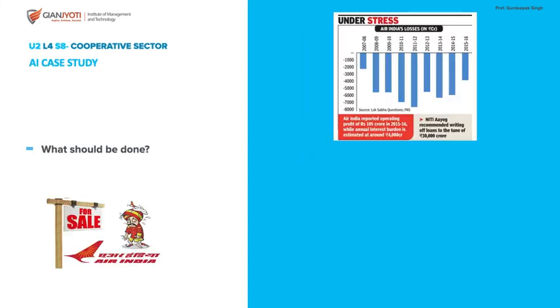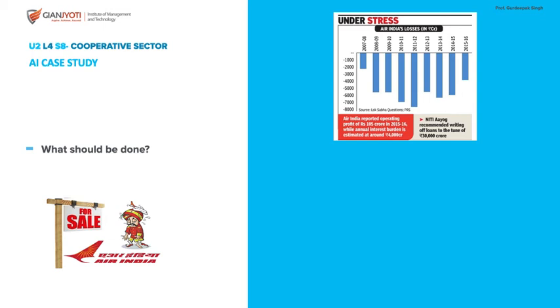Now let us take a case study. You have been hearing about Air India a lot, and if you look at their performance from 2007 to 2016, they have been in continuous losses. And if I say from 2007 to 2016, the maximum losses were in 2011-12, to the tune of 7,500 crores. Continuously they have been in losses.